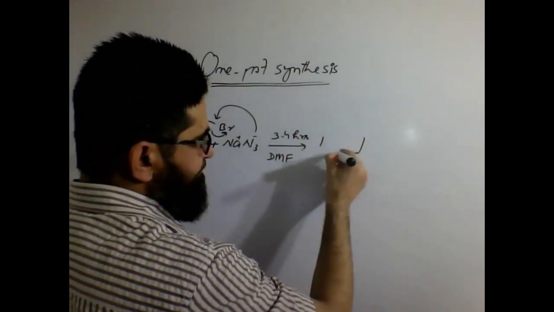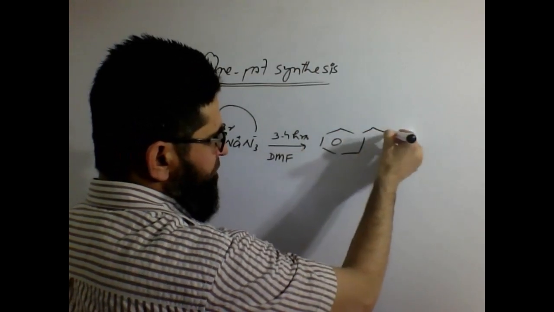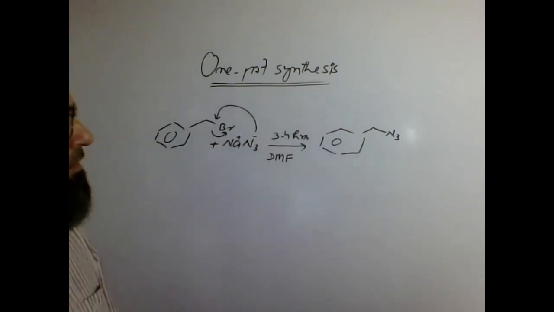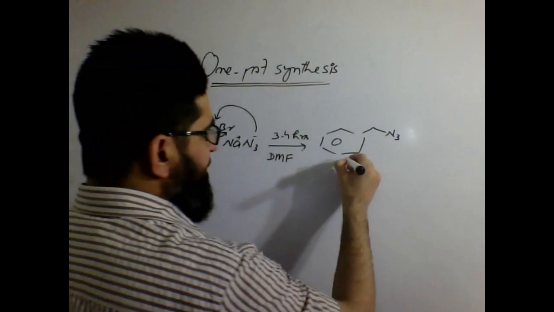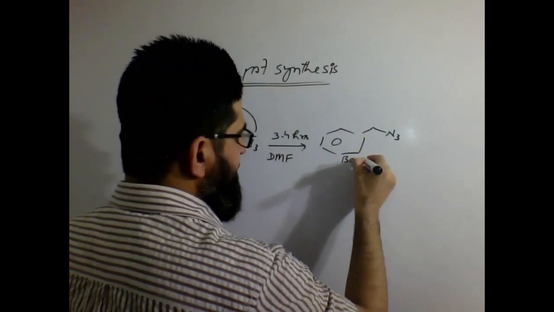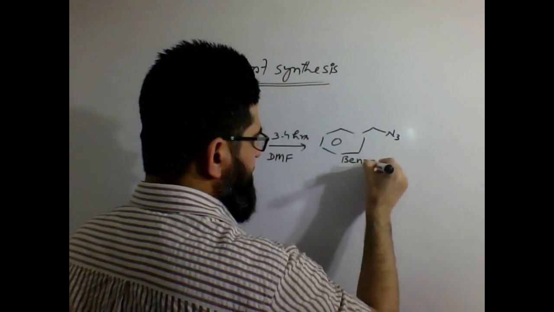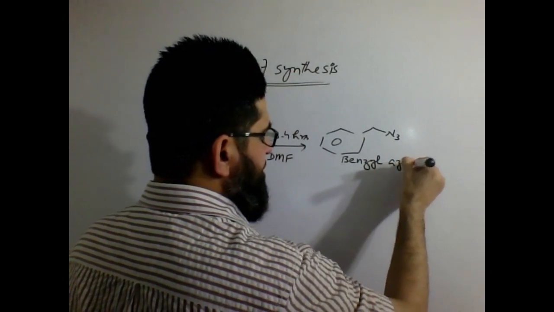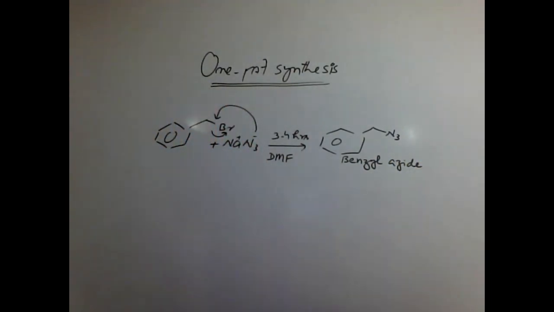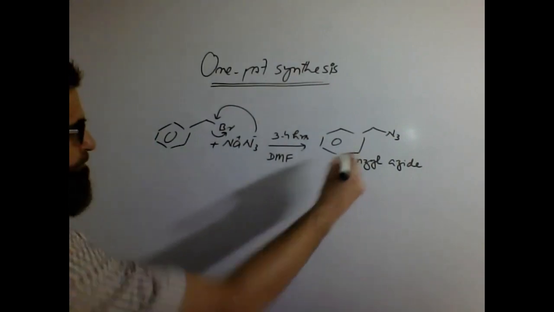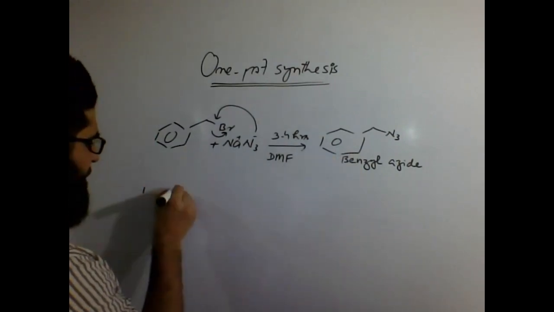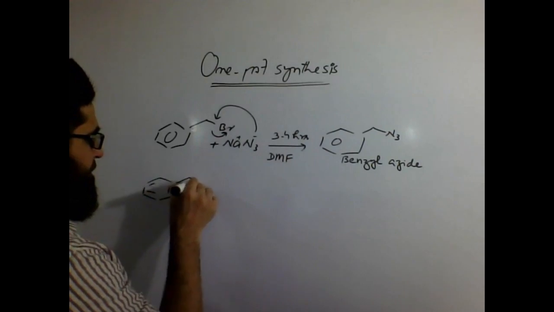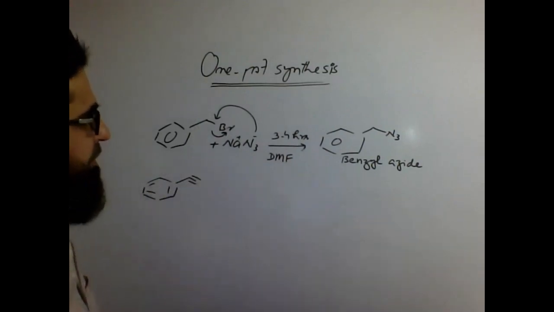Then what happens? As a result, this bromo is substituted with azide. We get this product which is called benzyl azide. Then let me explain it a bit more for you guys.